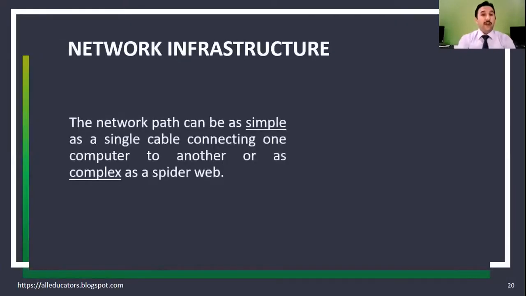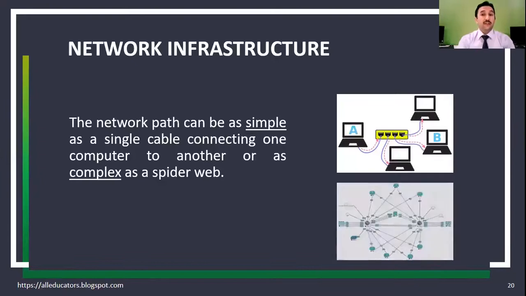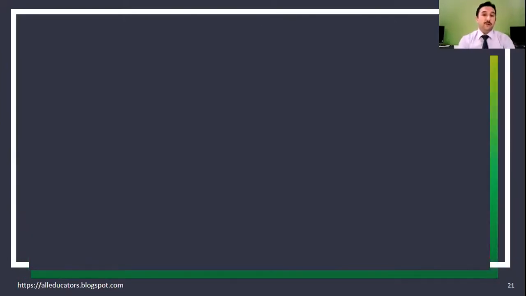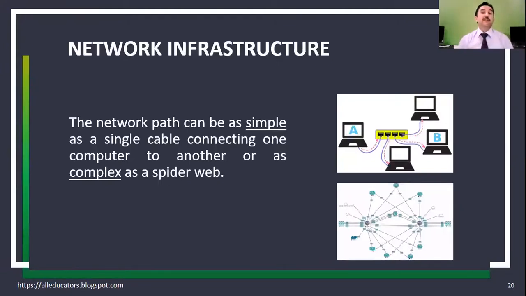So the network path that a message takes from its source to destination can be as simple as a single cable connecting one computer to another, or as complex as a network that literally spans the globe. This network infrastructure is the platform that supports the network. It provides the stable and reliable channel over which our communications can occur.